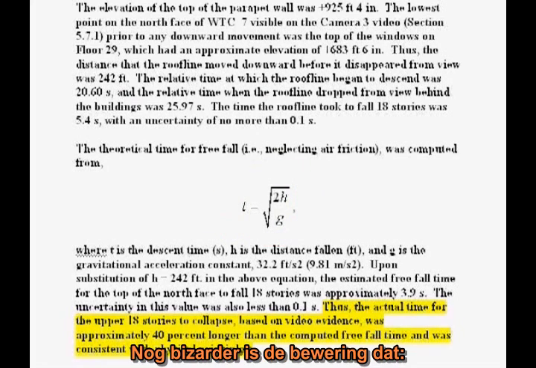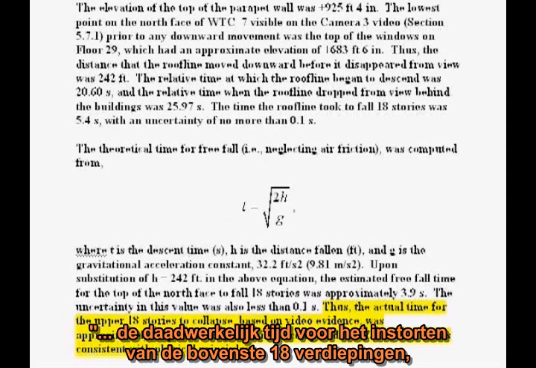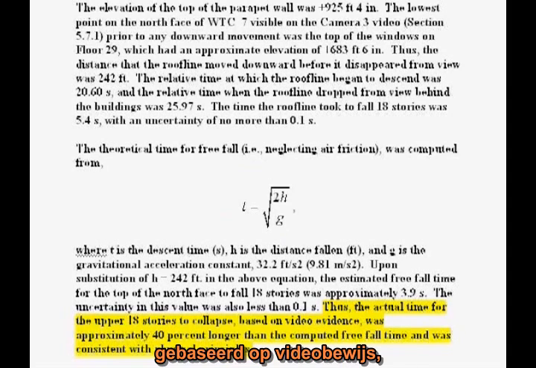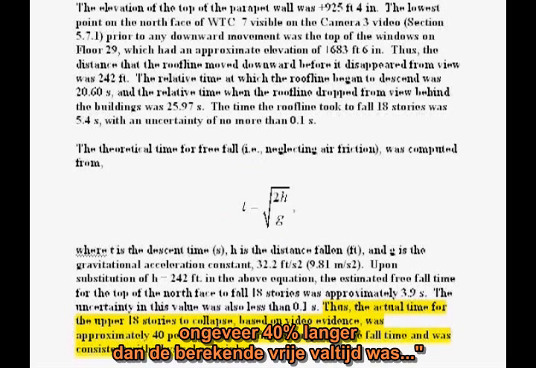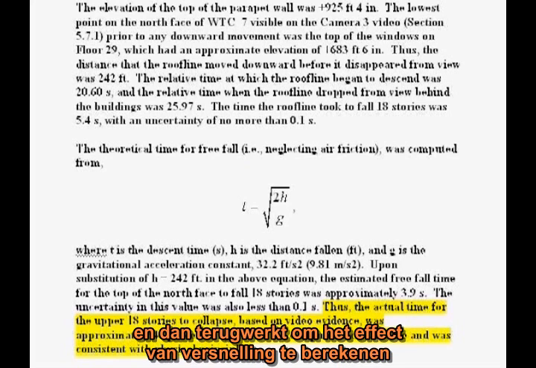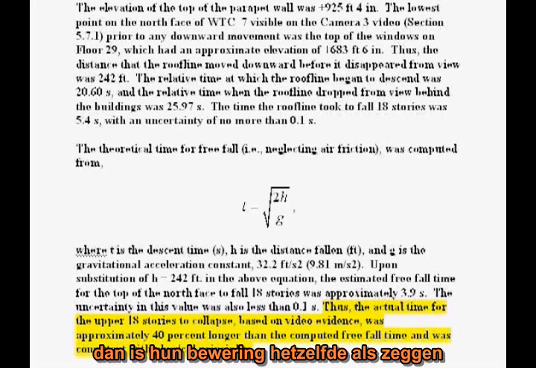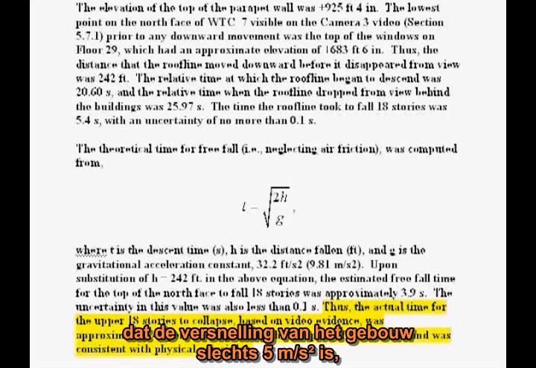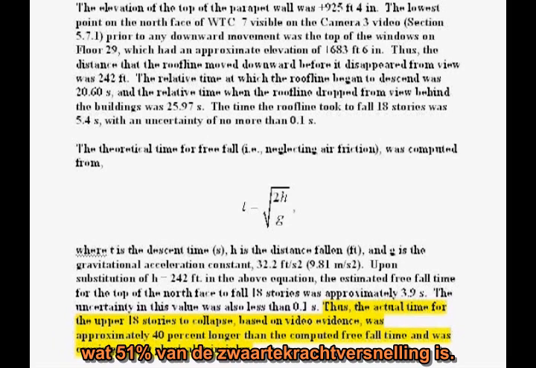More bizarre is the claim that, quote, the actual time for the upper 18 stories to collapse, based on video evidence, was approximately 40% longer than the computed freefall time. If you start with a 40% increase in the time of fall and work backwards to compute the effective acceleration, their claim is equivalent to saying the acceleration of the building is only 5 meters per second squared, which is 51% the acceleration of gravity.